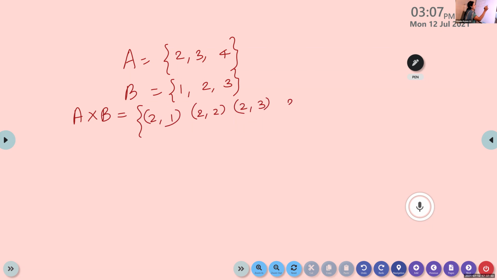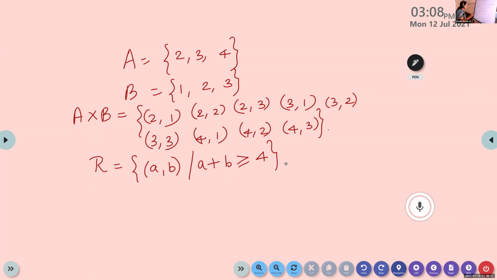Okay, now listen, children. I'm going to define a relation R. What is a relation? It is a subset. I'm going to select only those elements. I'm going to define a relation R as the set of all ordered pairs (a, b), where a plus b is greater than or equal to 4. Look at the relation. We take only those ordered pairs whose sum is greater than or equal to 4.